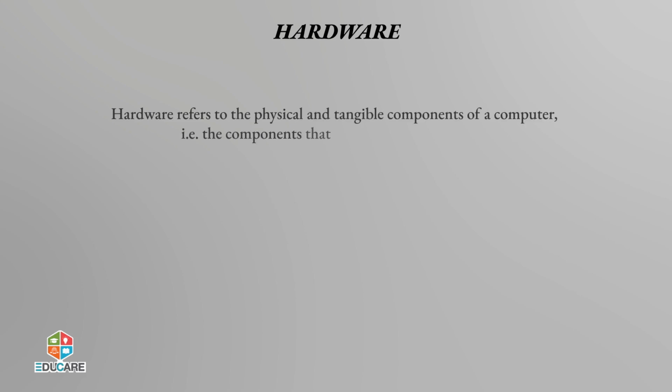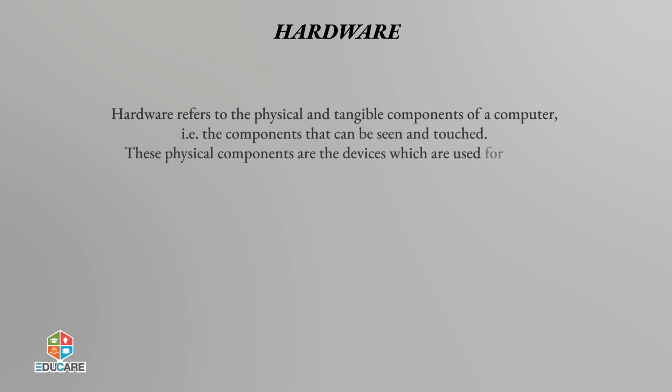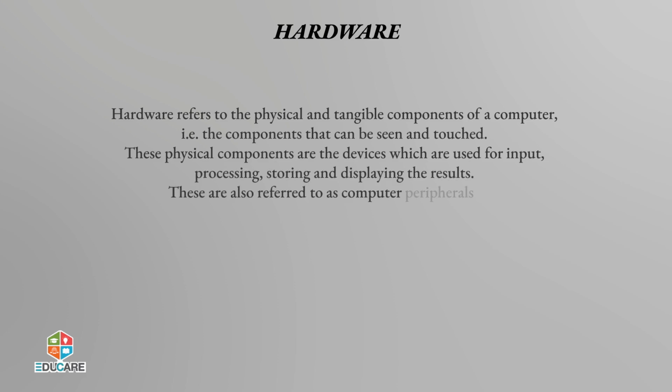Hardware. Hardware refers to the physical and tangible components of a computer, that is, the components that can be seen and touched. These physical components are the devices which are used for input, processing, storing, and displaying the results. These are also referred to as computer peripherals and are externally attached to the computer system.